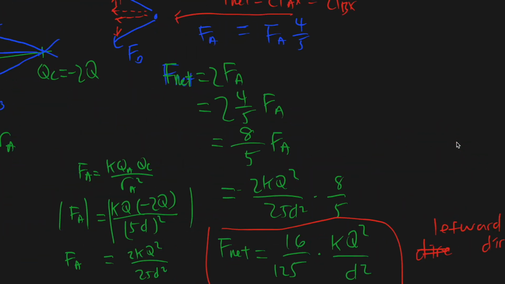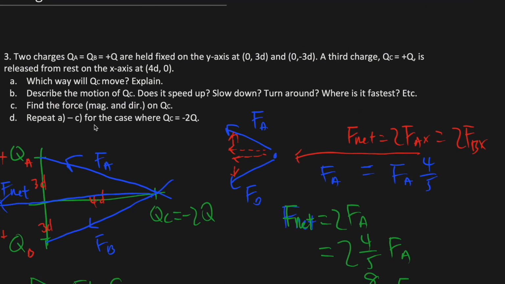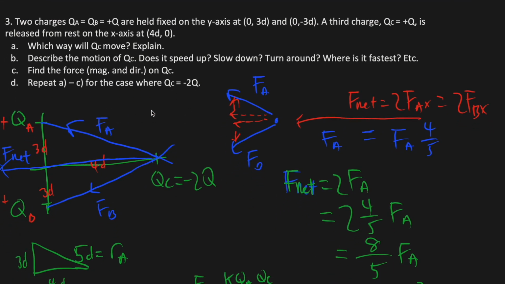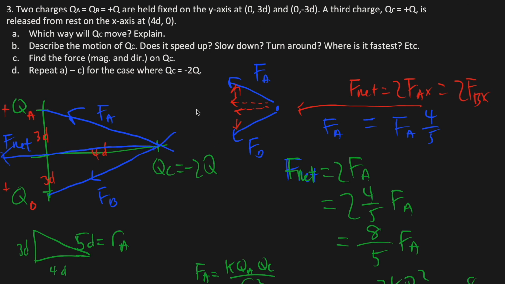Right. So how do you describe the motion of QC if QC is equal to negative 2Q? So since the net force points to the left direction, it's gonna move to the left direction, right? And QC is gonna oscillate between 4D and negative 4D, and it moves fastest when x is equal to 0. And this is the answer for part B. So now we have finished the problem if charge C is equal to negative 2Q.